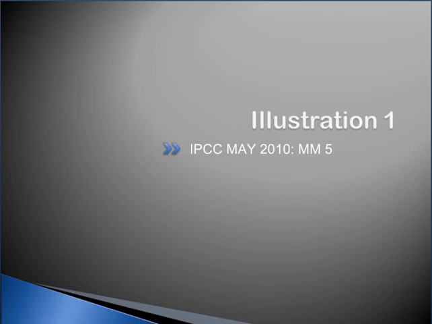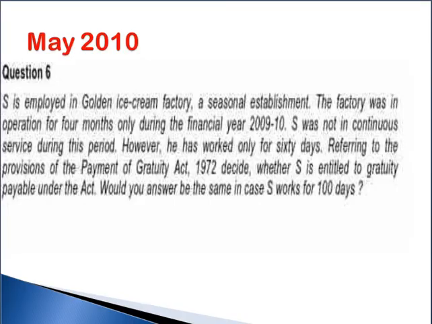The next question from May 2010. This question has also been put in the previous presentation. It goes like this. S is employed in Golden Ice Cream Factory, a seasonal establishment. The factory was in operation for 4 months only during the financial year 2009-10. S was not in continuous service during this period. However, he has worked only for 60 days, referring to the provisions of the Payment of Gratuity Act 1972, decide whether S is entitled to gratuity payable under the Act. Would your answer be same in case S works for 100 days?